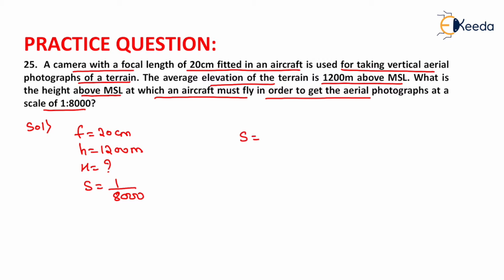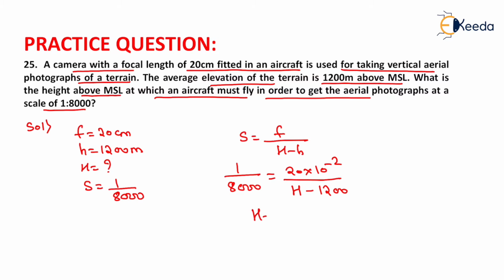It will be equal to f upon H minus h. On putting the value of scale as 1 by 8000 and focal length as 20 into 10 to the power minus 2, because we had converted the focal length into meter, we need to find the value of capital H, and the small h value is given as 1200 meter. On solving this, we will get the capital H value as 2800 meter. That will be the height above MSL at which an aircraft must fly.